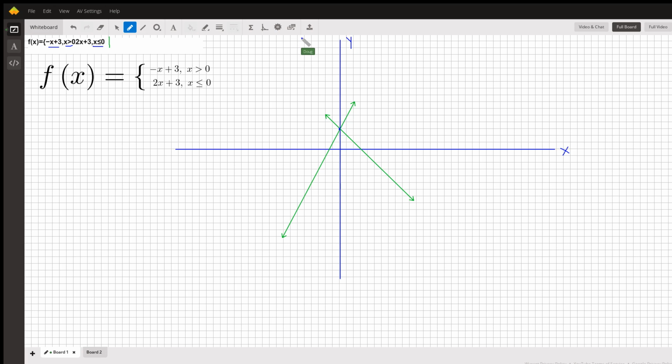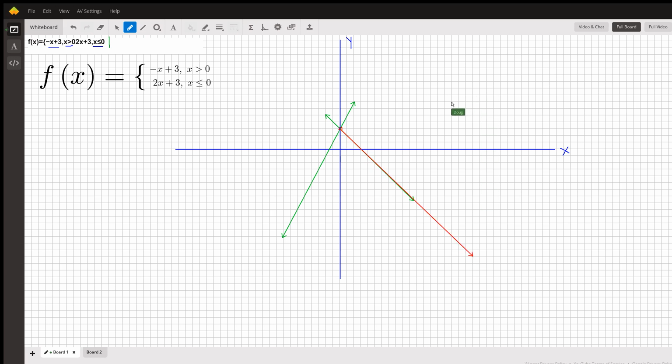So we actually should have an open circle right here for that piece. And then that's the graph that we use to the right of 0. So the red line, the red ray.